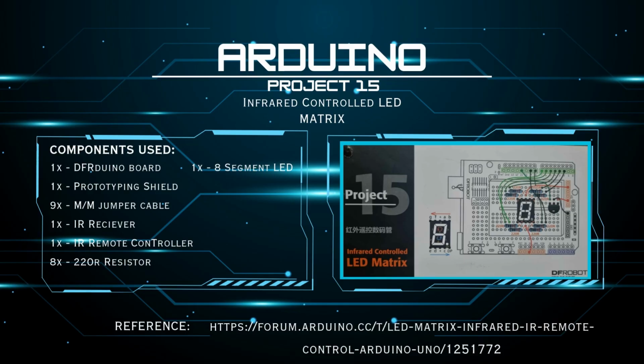You have probably used a remote control to turn your TV on or off. A typical remote control uses infrared light to send information to the device it controls. So in this project, we will apply the same principle but instead of controlling a TV, we will control an LED matrix using an IR remote control.